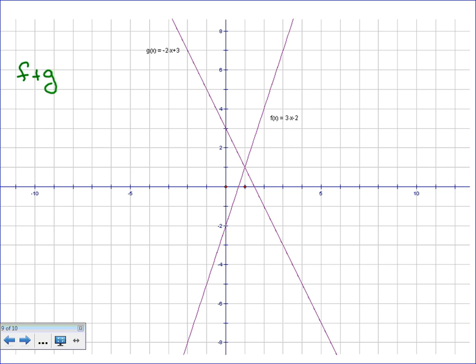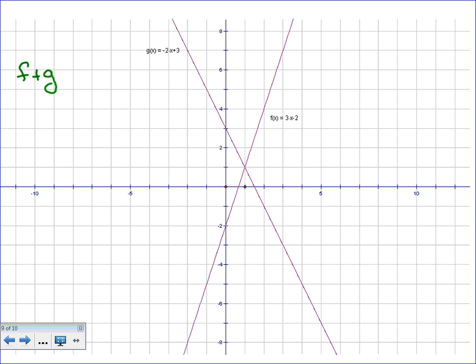So let's figure out, first of all, what type of function I'm going to get when I add f and g together. So what types of functions are f and g? Linear. When I add two linear functions together, what am I going to get? A linear function. How many points do I need to make a straight line? Okay. So all I need to do is to figure out a common x value and then add their y values together to figure out the point on my new function.